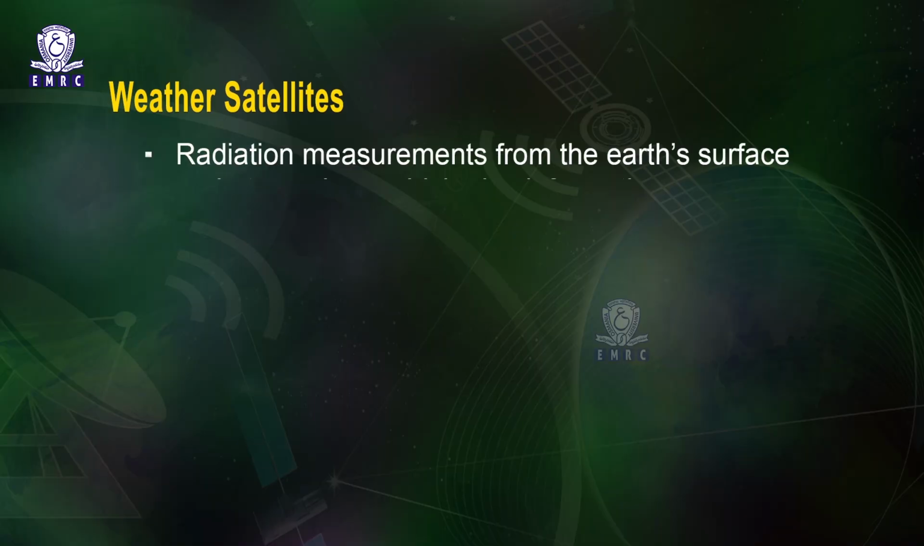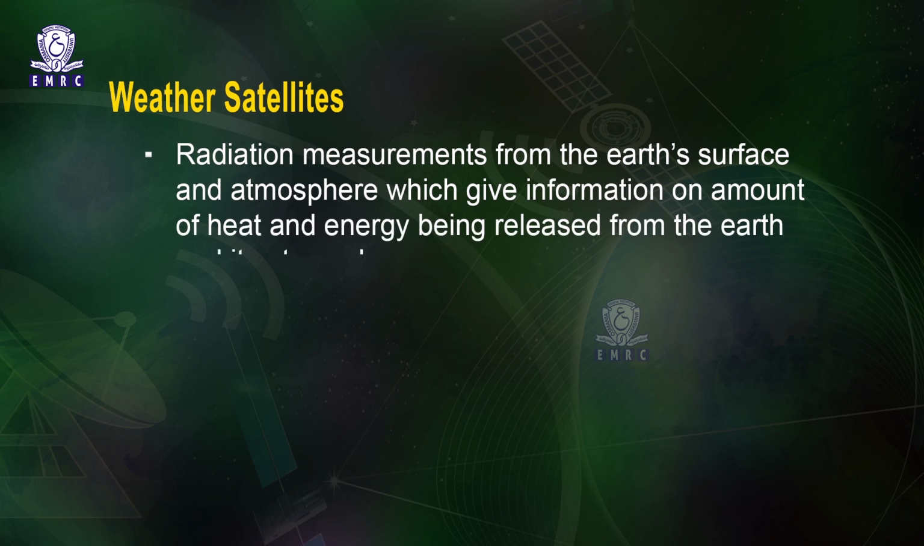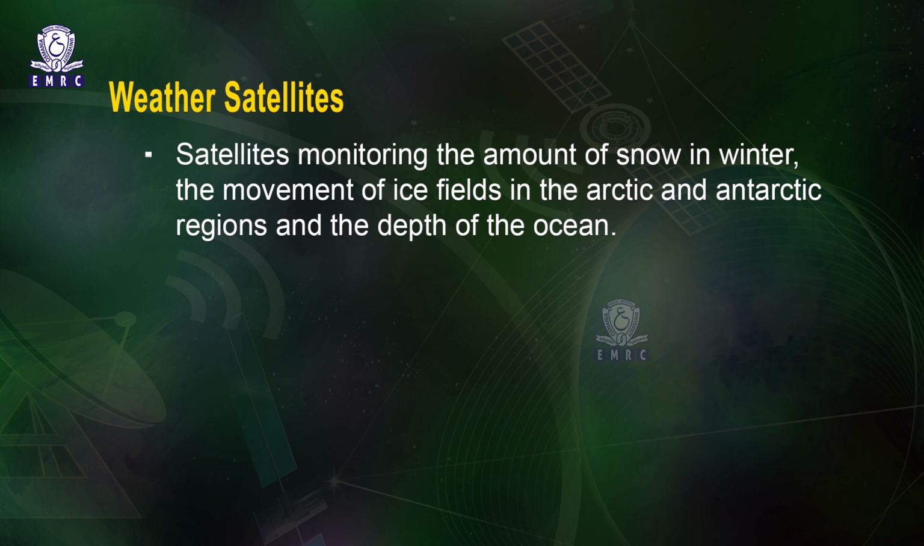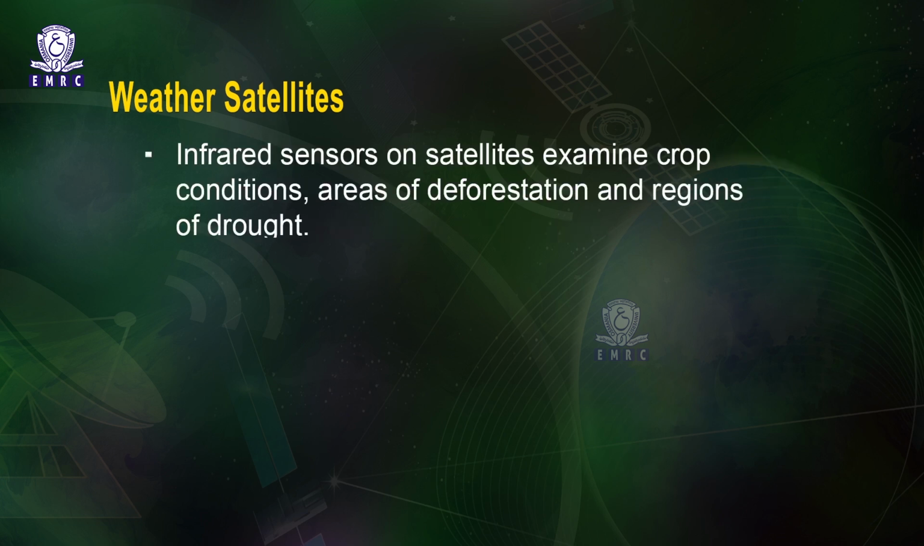Weather satellites can give information about the radiation measurements from the Earth's surface and atmosphere, which give information on the amount of heat and the energy being released from the Earth and its atmosphere. Satellites monitor the amount of snow in winter, the movement of ice fields in the Arctic and Antarctic regions, and the depth of the ocean. Infrared sensors on satellites examine the crop conditions, areas of deforestation, and regions of drought.